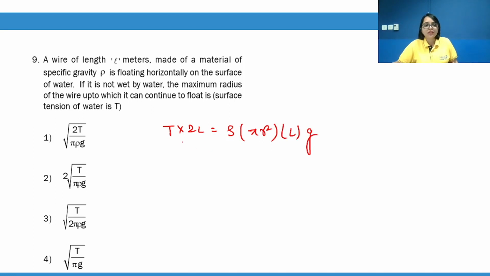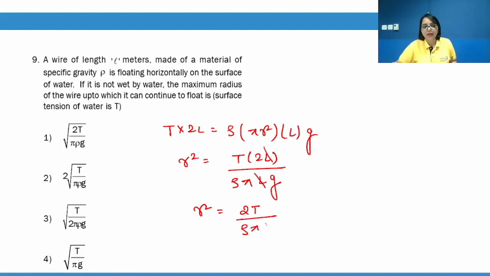So using this equation, you can write r square as T into 2L divided by rho pi L into g. L will cancel this L. So r square is 2T divided by rho pi g, and r will be square root of 2T upon rho pi g. So correct answer for this one is option 1.